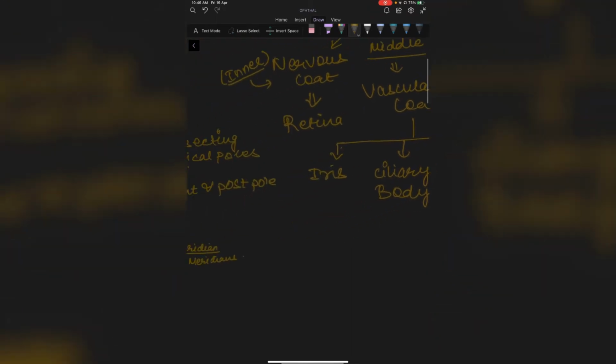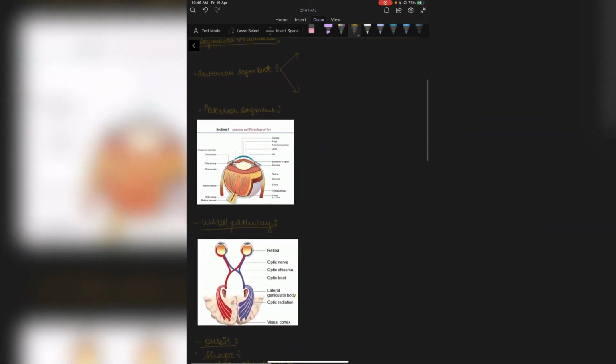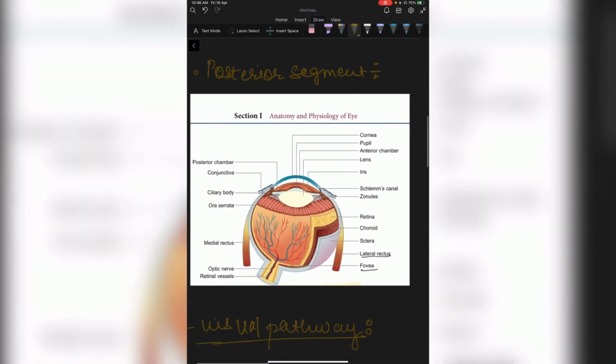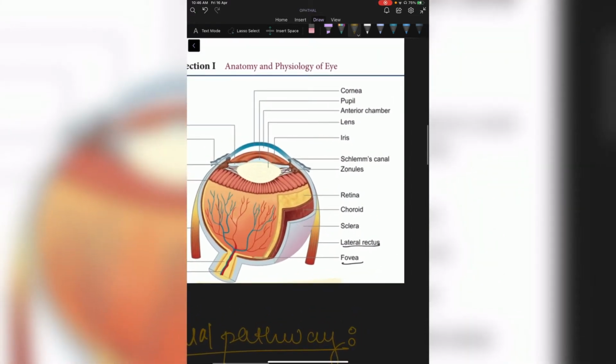If we come onto this image, these are the coats which can be seen: the retina, choroid, and the sclera. The retina is the innermost layer, choroid is the vascular layer, and sclera is your outermost coat. The sclera continues forward as your cornea. The anterior one-sixth of the fibrous coat is called the cornea, and the posterior five-sixth is called the sclera.